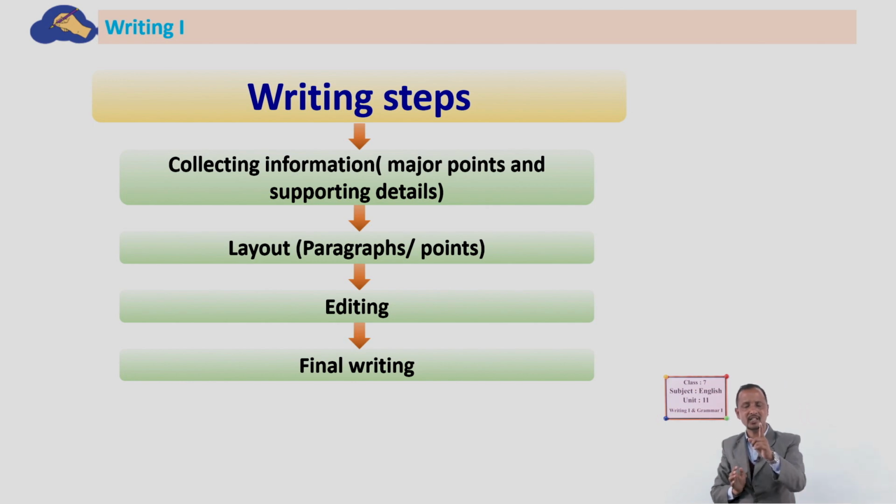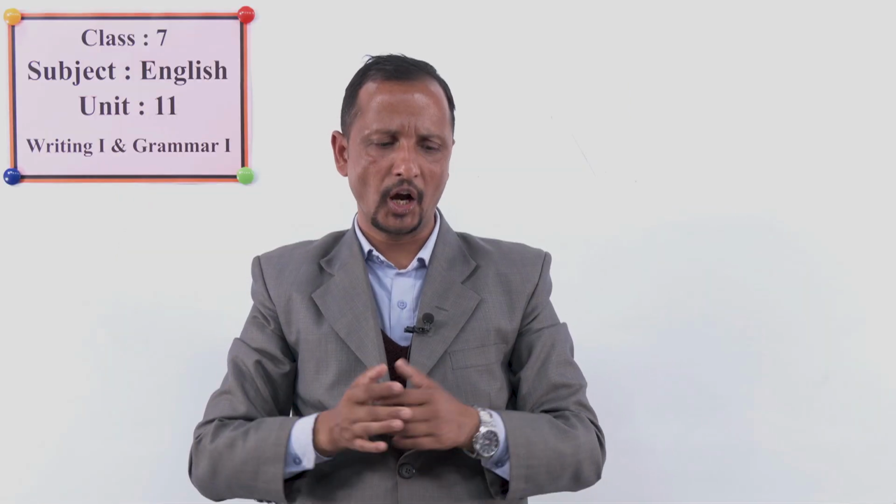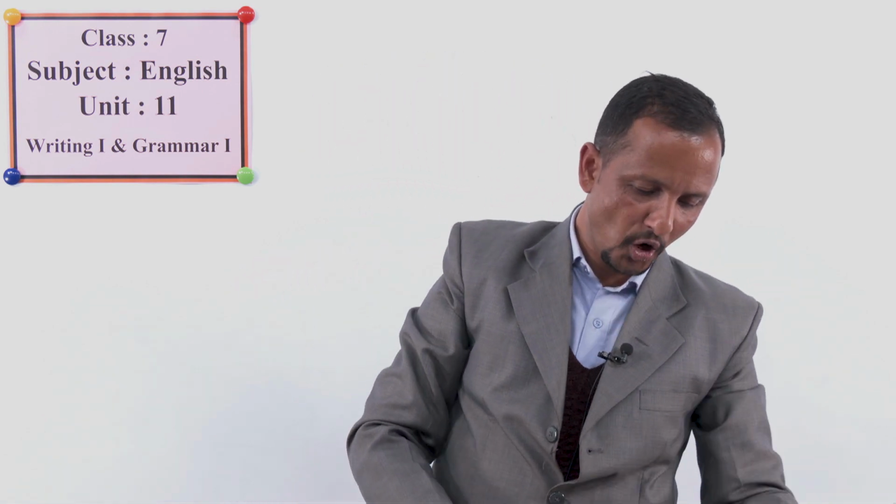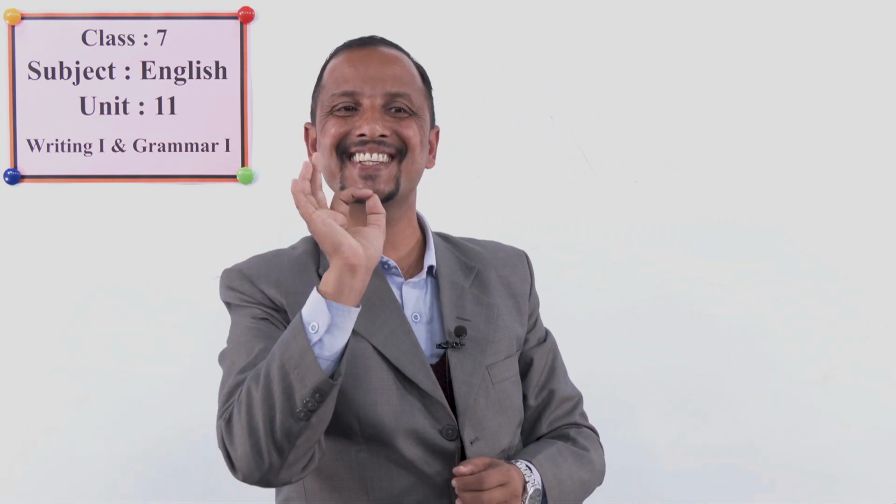Dear students, I already told you the way of writing. Number one, collecting information. How do we collect? Major points and supporting details. Number two, we choose the layout, whether we write in a paragraph or points. Number three, editing. We have to edit that and do the final writing.